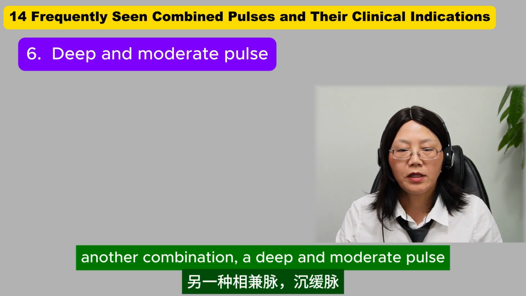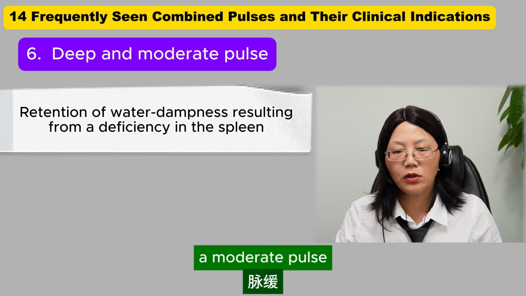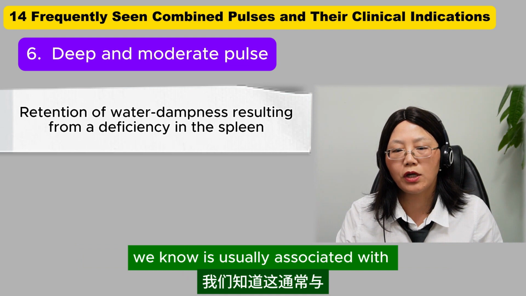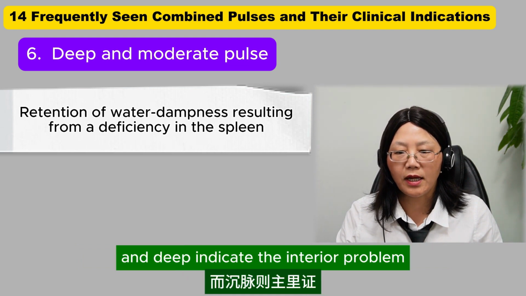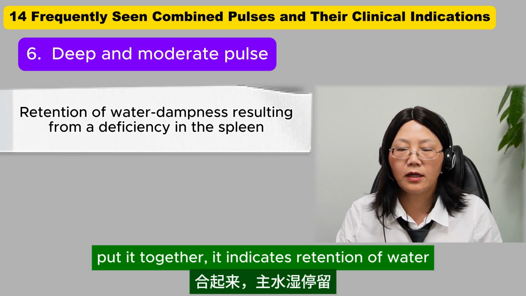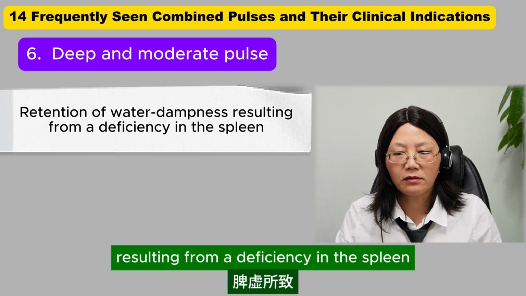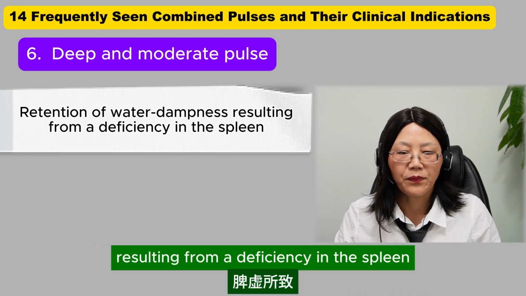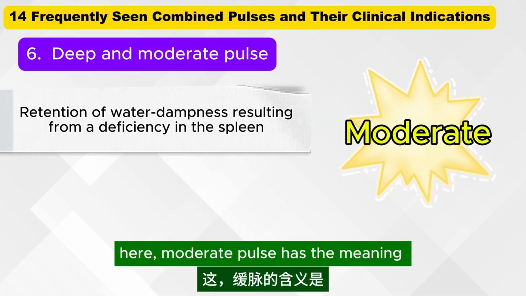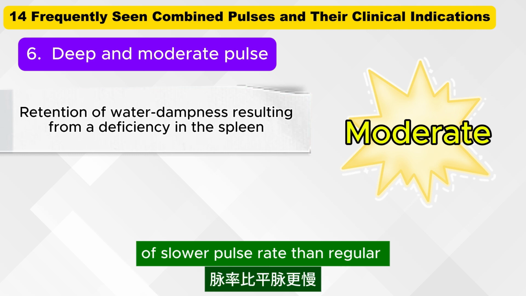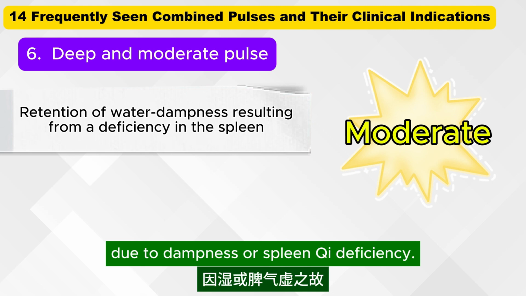Another combination, deep and moderate pulse. The moderate pulse we know is usually associated with the spleen deficiency, and the deep indicates interior problem. Put together, it indicates retention of water dampness resulting from a deficiency in the spleen. Here, moderate pulse has the meaning of slower pulse rate than regular due to dampness or spleen qi deficiency.